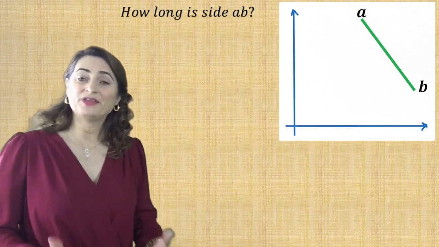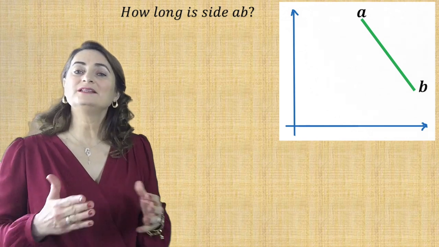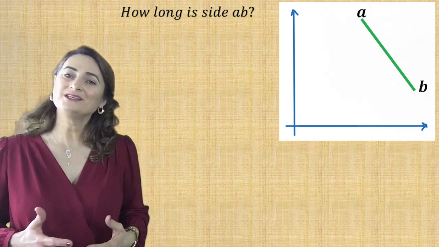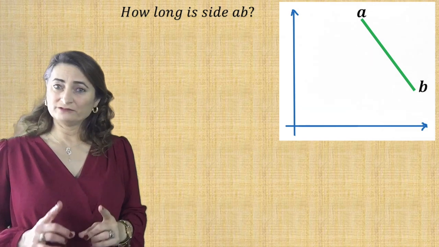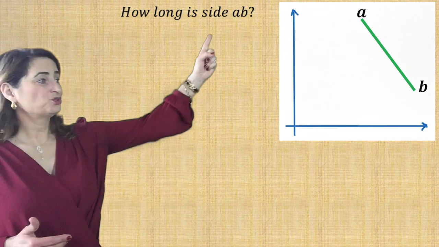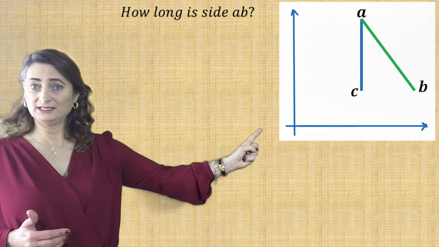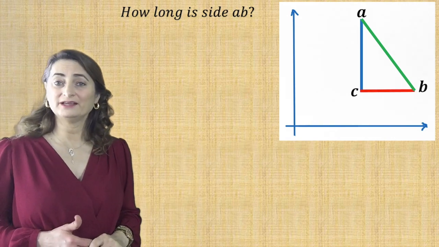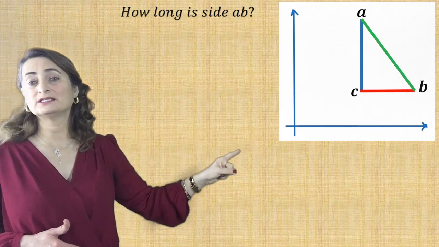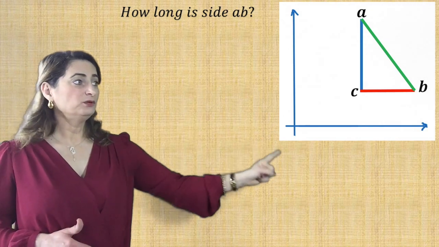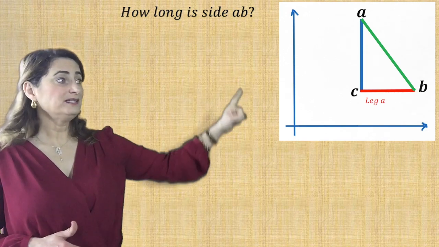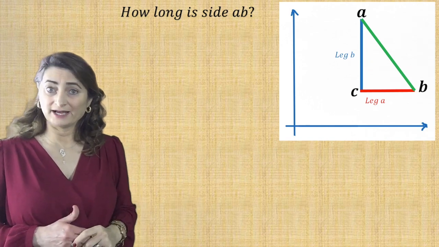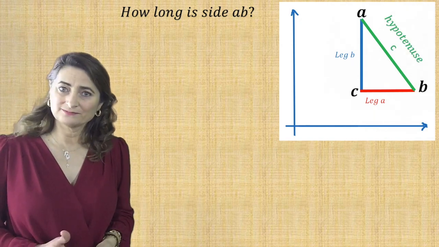Now we will use the Pythagorean theorem again to find the distance between any 2 points on a coordinate plane. Let's see how that works. How long is that line AB? First of all, I will make a right triangle. So draw a vertical line, AC, and then a horizontal line, and close that triangle to create a 90-degree angle. Now you have a triangle ABC. This side, CB, we will name leg A, and side AC, we will name leg B, and the green line, which is the slanted side, would be the C or the hypotenuse.